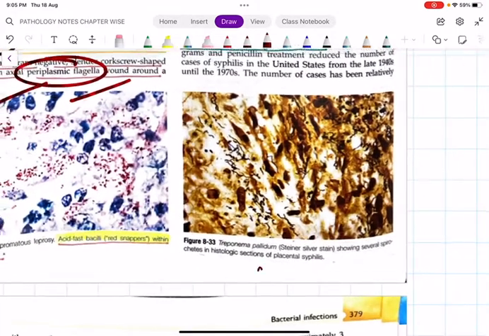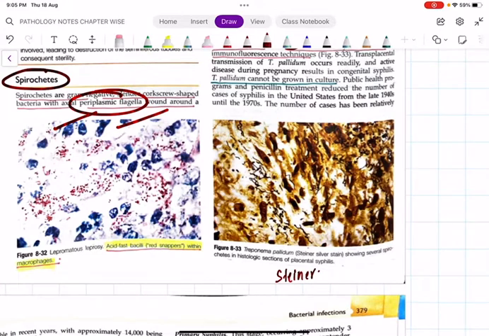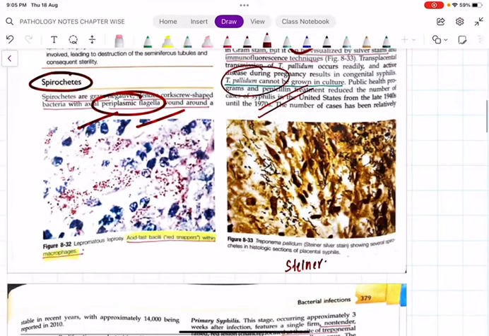What is the name of the silver staining? This is called Steiner. Even Warthin-Starry is also used, but Warthin-Starry is more used for Helicobacter pylori. Fine. And most importantly, Treponema pallidum cannot be grown in culture. And remember, penicillin is the mainstay of treatment.